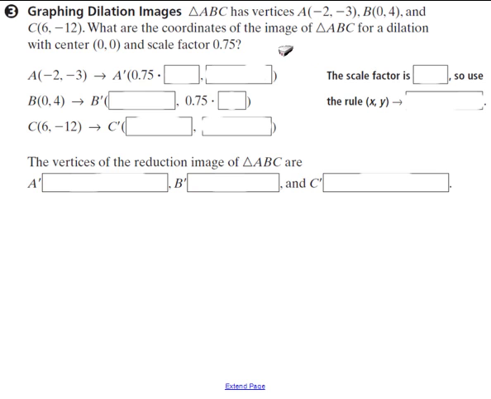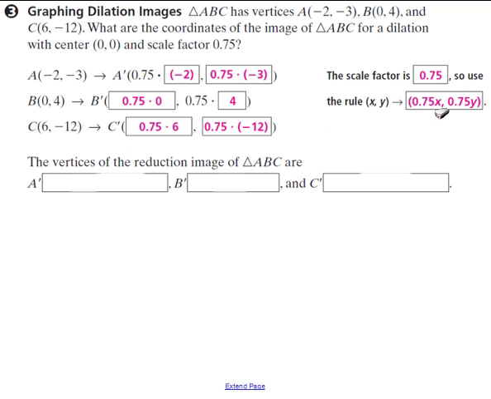So in this case, they tell us that the scale factor is 0.75. So we're going to take the first point A, and we're going to multiply each of the coordinates by 0.75 to get our new coordinates. Right? Scale factor is 0.75. B, we take each of our coordinates, multiply by 0.75. Same thing for C. Right? So we're going to take the x value, multiply by 0.75, and the y value, multiply by 0.75. And that gives us our dilation.